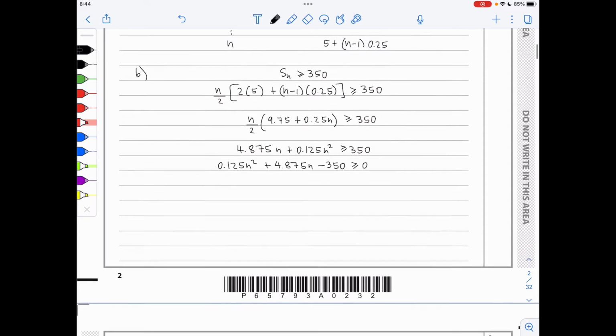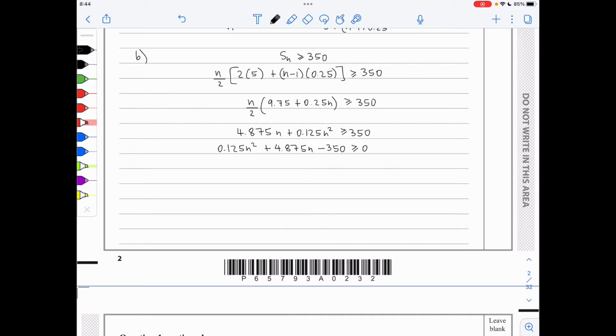I will use the quadratic formula to extract the critical values, so I need to show the method here. n is minus 4.875 plus or minus the square root of 4.875 squared minus 4 times 0.125 times negative 350, all over 2 times 0.125. The critical values that we obtain are 36.9 and negative 75.9.